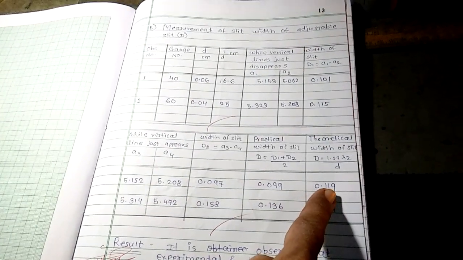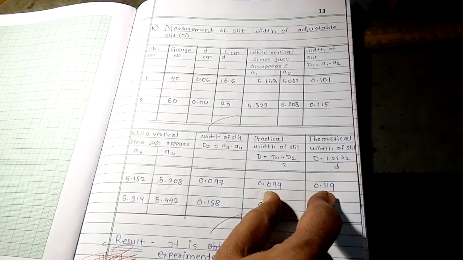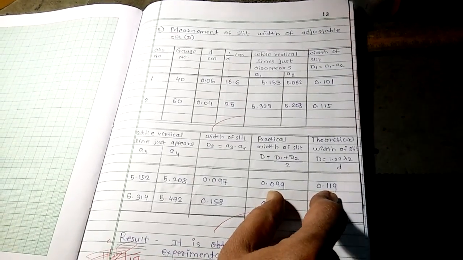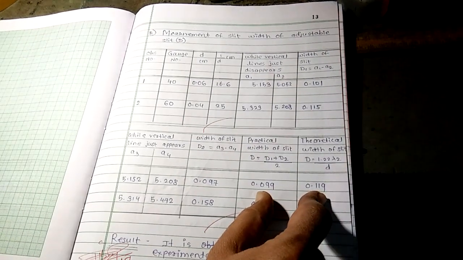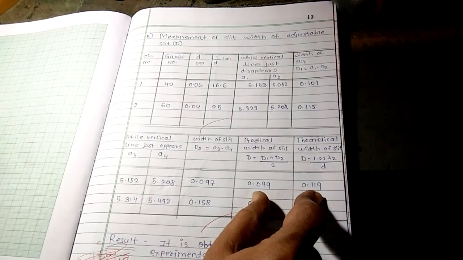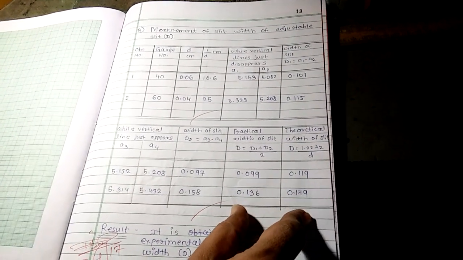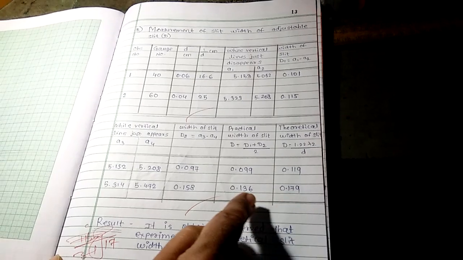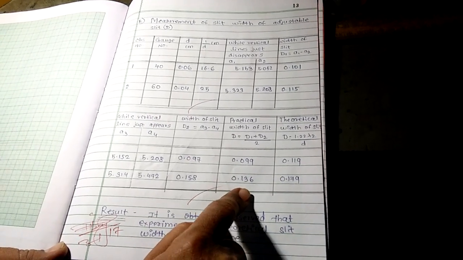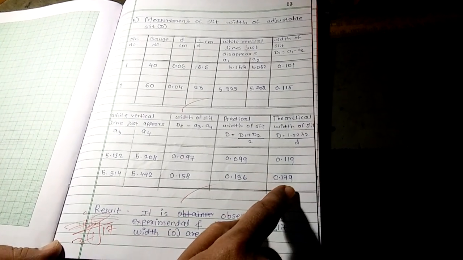Then compare the theoretical value and the practical value and see whether they match or not. If they match, you did the practical well and your results are perfect. If not, there is an error while doing the experiment. And this is the slit width, practical and theoretical, for the wire gauze of 60.